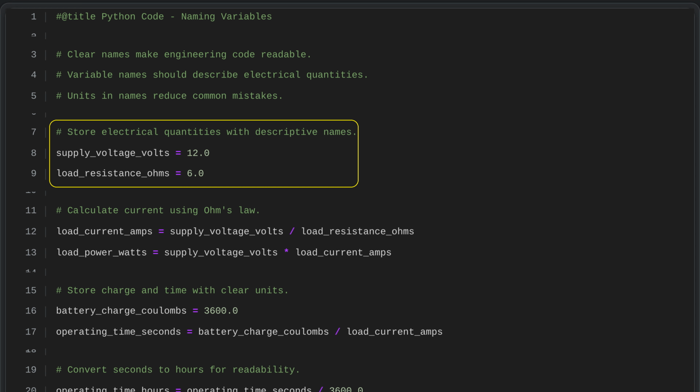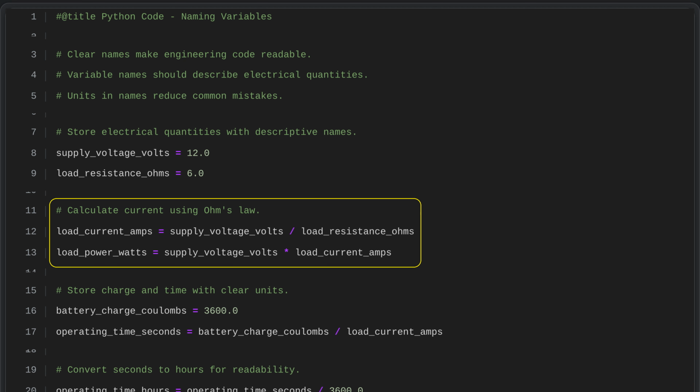Use Ohm's law to find the load current by dividing the supply voltage by the load resistance. Then find the load power by multiplying the supply voltage by that current. This links the calculations directly to the circuit's voltage, resistance, current, and power.